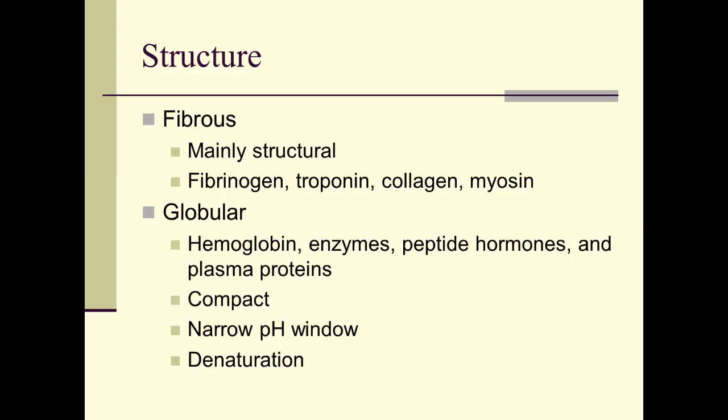We can have different structures. They can be fibrous, which, if you think about it, are long fibers. Those are mainly structural, things like fibrinogen, troponin, collagen, and myosin. Or they can be globular, as in globs of things. Hemoglobin has glob in it. Peptide hormones, plasma proteins, etc. They're very compact. They can denature or fall apart very quickly. So there's a couple different types.